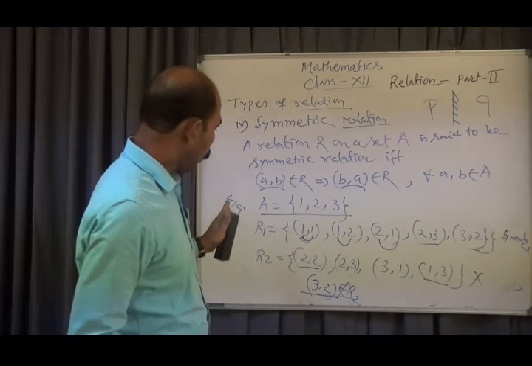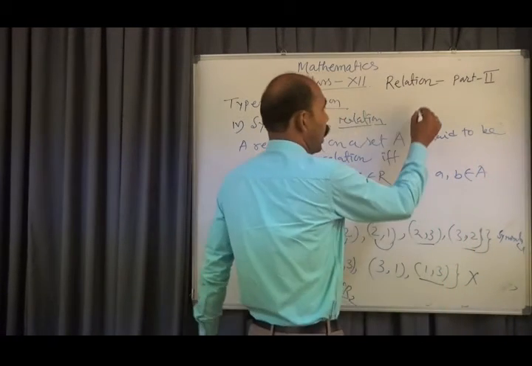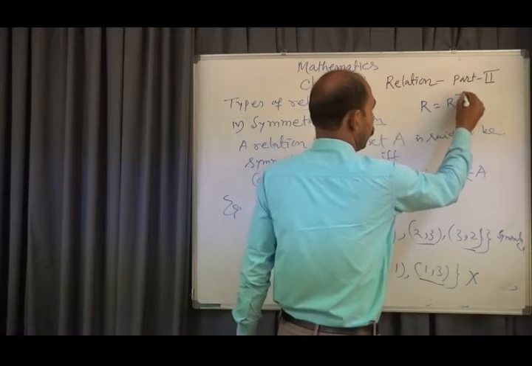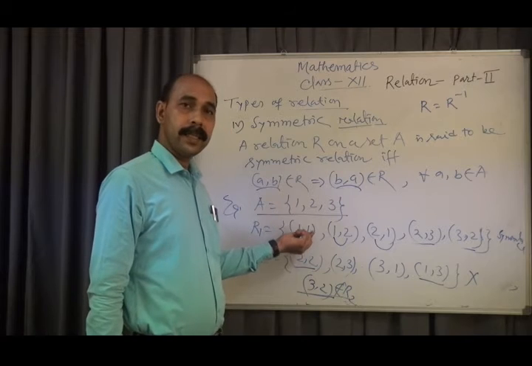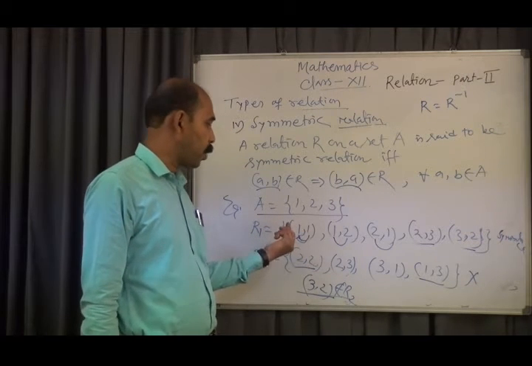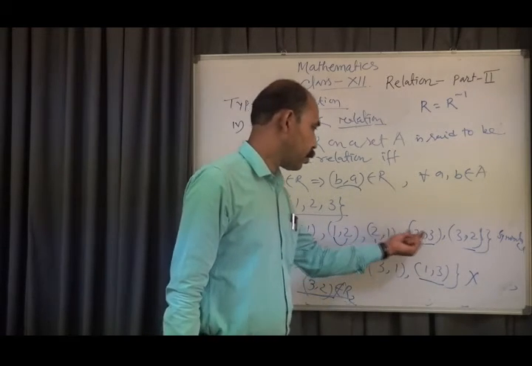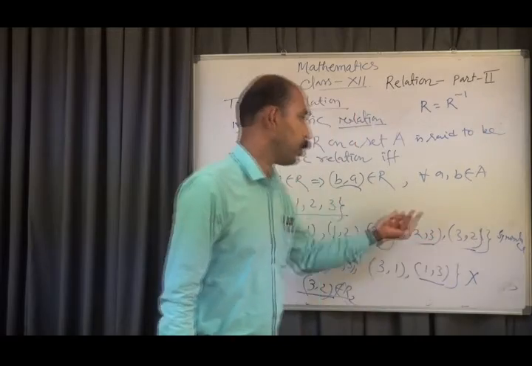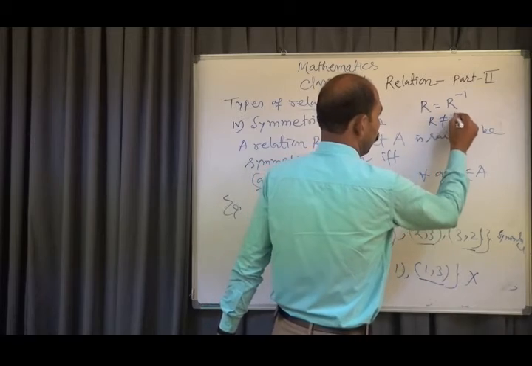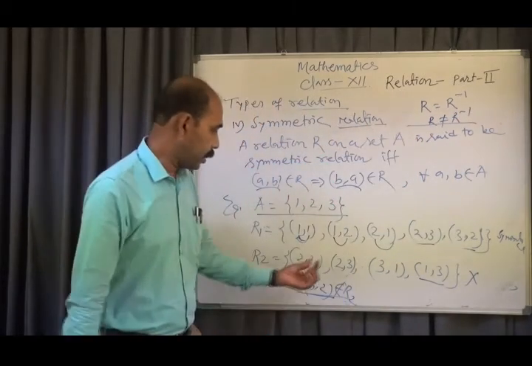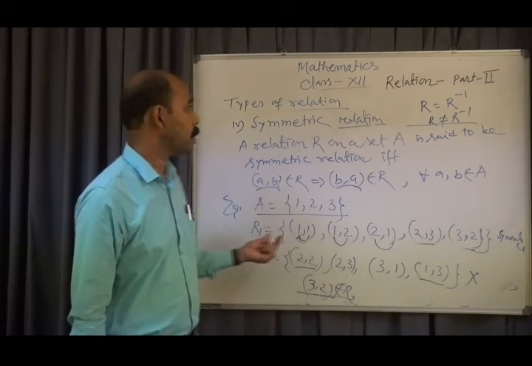In this case, what is the main theme of symmetric relation? That is, R equals R inverse. Its inverse is also there. Say, (1, 1) is an ordered pair in the relation, its inverse is (1, 1), it is there. (1, 2), its inverse (2, 1), it is there. (2, 3), its inverse (3, 2), it is there. So it is symmetric. If R is not equal to R inverse, then it is not symmetric. You see that (2, 3), its inverse (3, 2), does not belong to R2. So it is not symmetric.